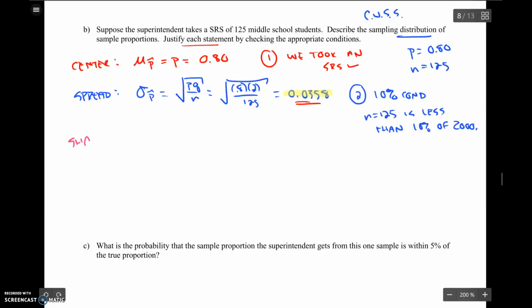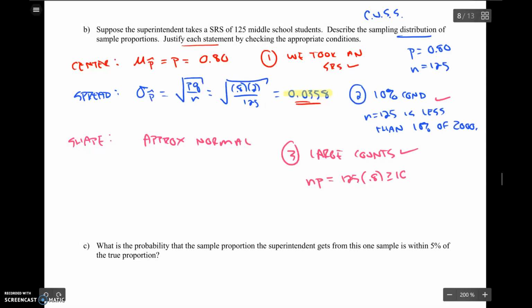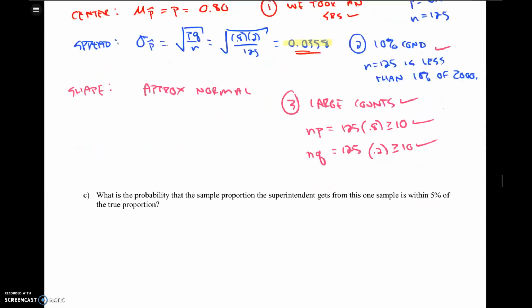And shape. Approximately normal. And how do we know? We check the large counts condition. By the way, these are all going to check off. N times P. That's 125 times 0.8. I don't know what it is, but it's bigger than 10. Check it off. N times Q. This one's going to be closer, but 20% of 100 is 20, so that's still going to be good. So there we go. That's our distribution.